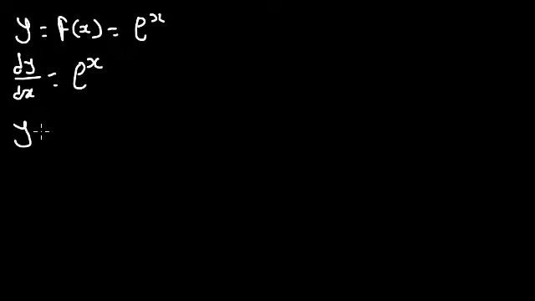Consider the function y that is equal to e to the power of 2x, and let's say we are required to find the derivative of this function with respect to x. As you can clearly see, we know that if it is e to the power of x, then the derivative will be e to the x. But now we have 2x. How on earth can we make this e to the power of x?